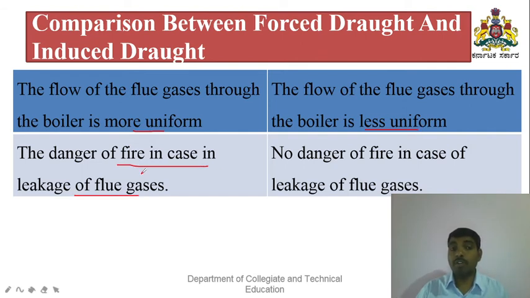Here we have major danger. It is more dangerous with a forced draught fan because it pushes, meaning it will blow the flame in the furnace out of the boiler. That may lead to an accident. So for that purpose, leakages may be possible here. For that purpose, this is more dangerous.